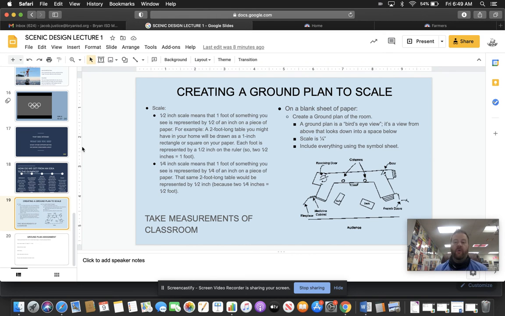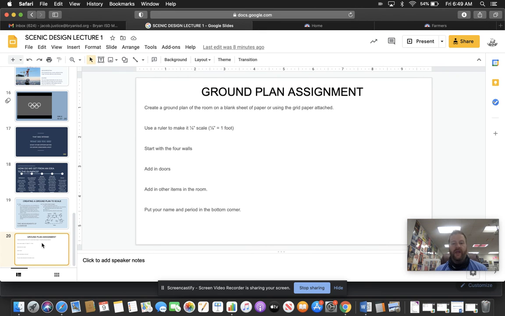And you're going to include the symbol sheet that you have here in class. On the back of your notes here, it just tells you things to take measurements of, okay? So you'll take measurements, and then you're going to draw it out on a piece of graph paper of what this room looks like from a bird's eye view, okay? Now it says a blank sheet of paper or using the grid paper, which is what we have. You don't need a ruler because the grid paper has the squares. You're going to start with the 4 walls of the room. I'll give you a hint. This room is 25 wide by 30 deep.